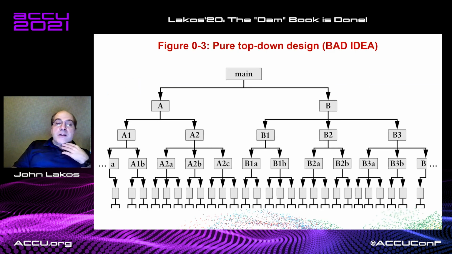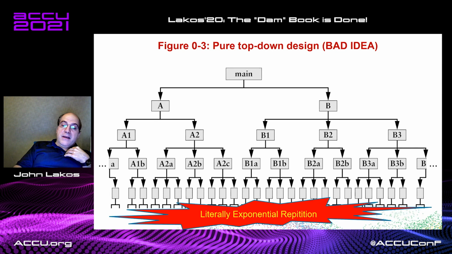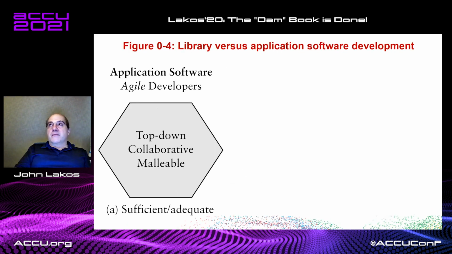So if you imagine design, pure top-down design doesn't work very well. The problem is that there's an exponential amount of repetition. What I mean by that is if everybody in the world had to reinvent a string class, that would just be very bad for many, many reasons. One of which is that there would be a string class for every program. We wouldn't want that, but it's much worse than that. So we need to do something that addresses the issue of reuse.